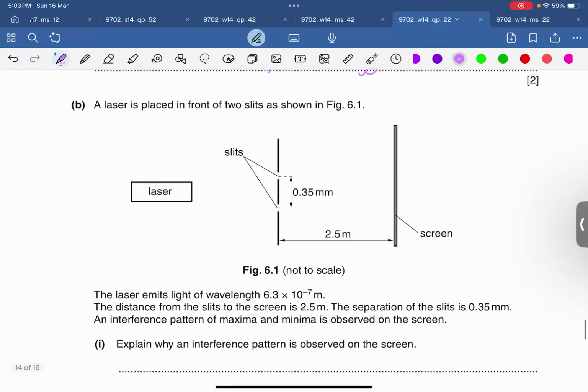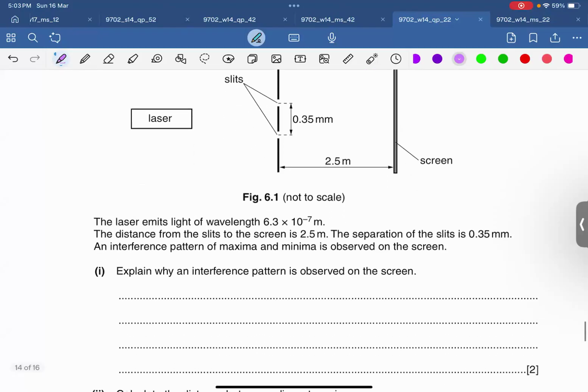A laser is placed in front of two slits as shown in figure 6.1. The laser emits light of wavelength 6.3 exponent negative 7. The distance from the slits to the screen is 2.5 meters. The separation of the slits is 0.35 millimeter. An interference pattern of maxima and minima is observed on the screen.